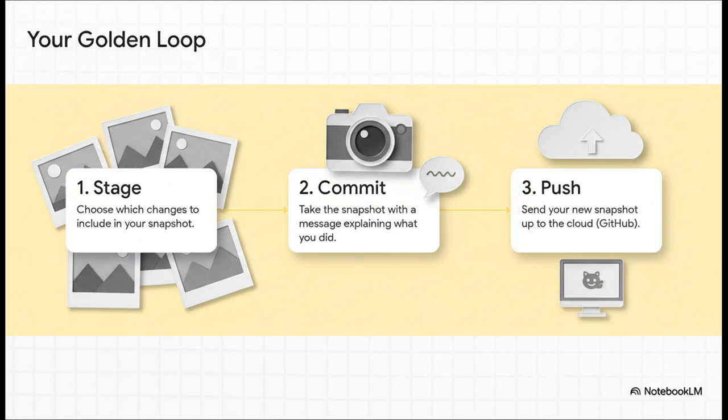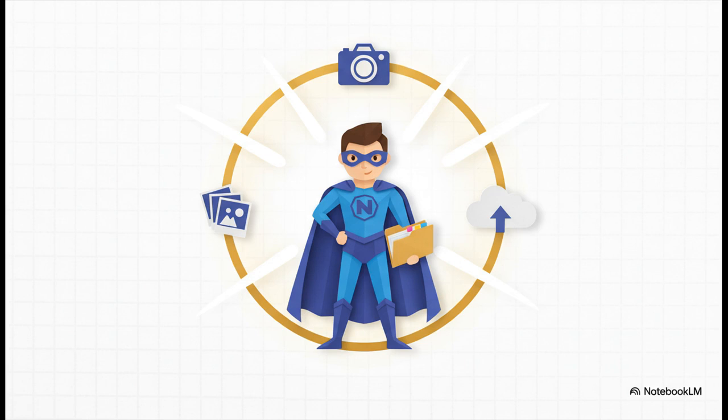Next, you commit your changes. This is you sealing that box up and writing a clear label on it that says, updated the introduction and chapter 1. And finally, you push your changes, which is like sending that box up to your secure photo album in the cloud, to GitHub. And really? That's it. Stage, commit, push.